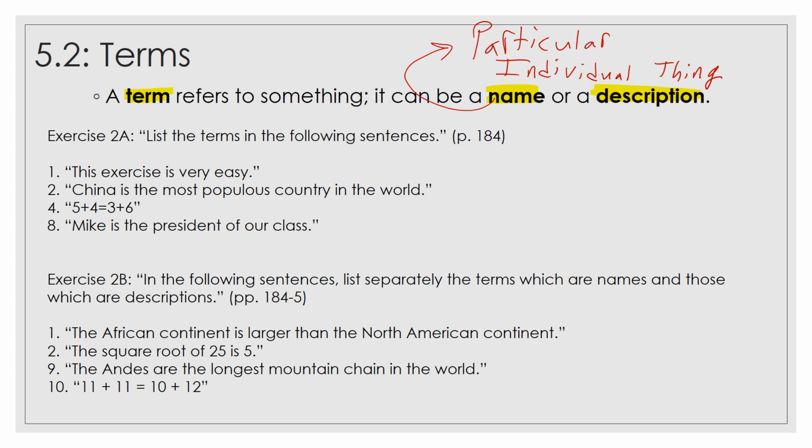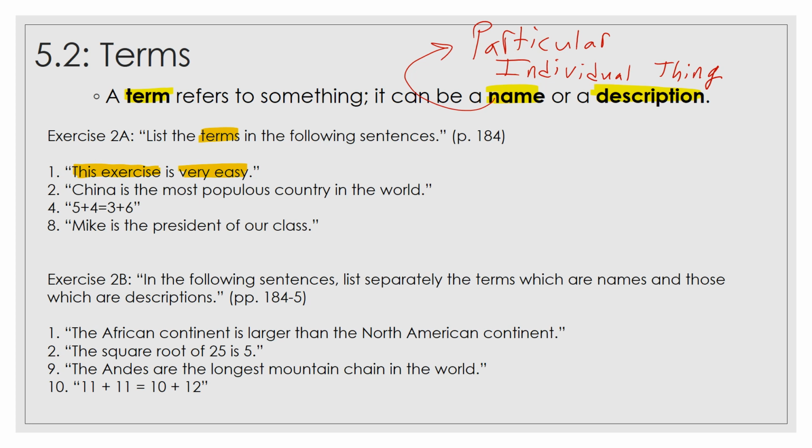So let's look at some of the exercises. Exercise 2A, we're to list the terms in the following sentences. Number 1, this exercise is very easy. Well, certainly this exercise is a term, and by the way, a term can have more than one word in it, and very easy is a term. This exercise is a name, it's a particular individual thing, this exercise. Whereas very easy is a description, it's describing the subject.